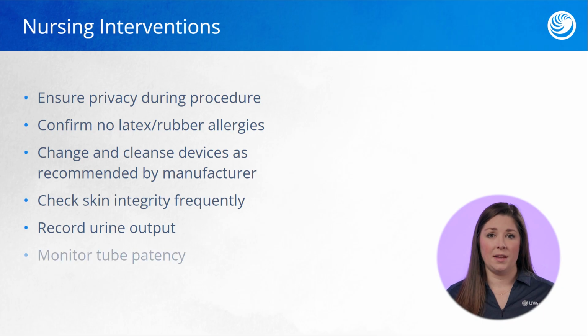Record urine output and monitor for tube patency. It's important for the nurse to check for any kinks in the tubing, any leaks in the tubing, as well as any obstruction inside of the tubing. And don't forget to document the procedure, because if you didn't document it, you didn't do it.